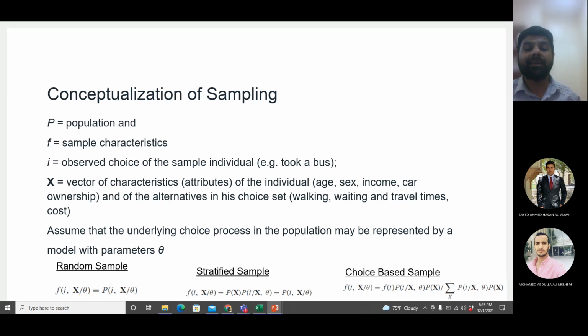Okay, and X is their attributes. X are their attributes, their personal attributes or the attributes of their trips. So for example, age, gender, income, car ownership, these are the attributes of the traveler. Or walking, waiting time, travel time, cost, these are the attributes of the trip.